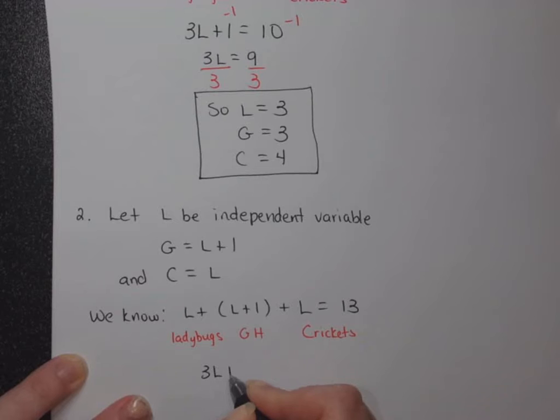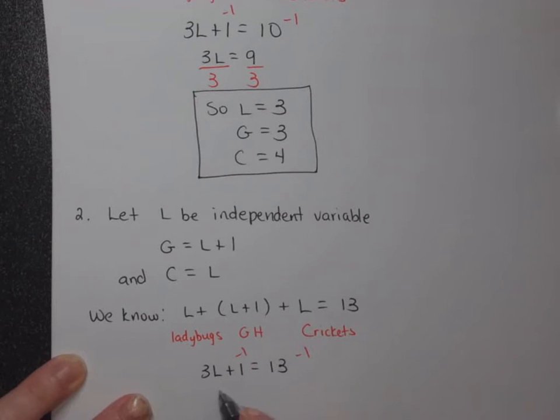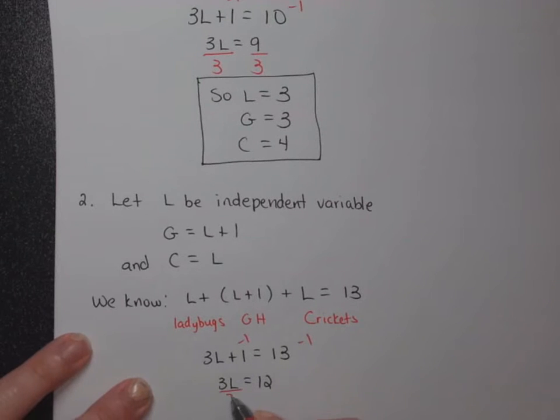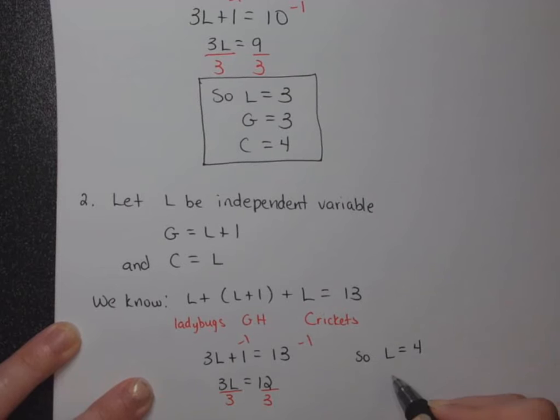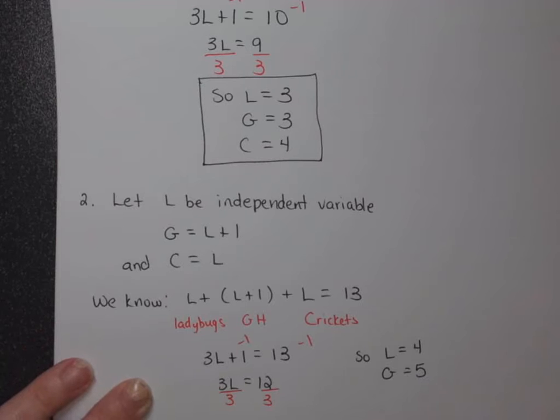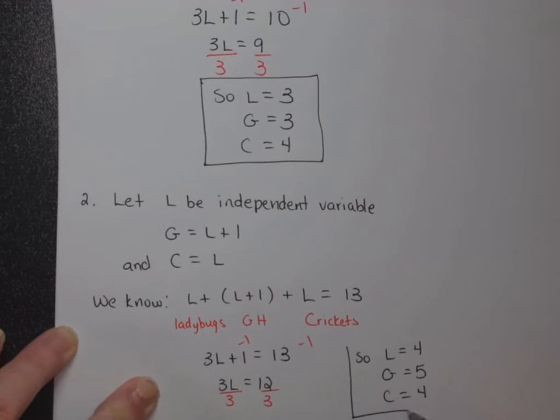So we're going to get 3L plus 1 equals 13. And then again, just solve, right? We'll subtract 1 from both sides. So we'll have 3L equals 12. Divide by 3. So we'll write the answer off to the side. So it looks like there are 4 ladybugs. Grasshoppers, there's one more than ladybugs, so that's one more grasshopper than ladybugs. And then crickets is the same as ladybugs, so.